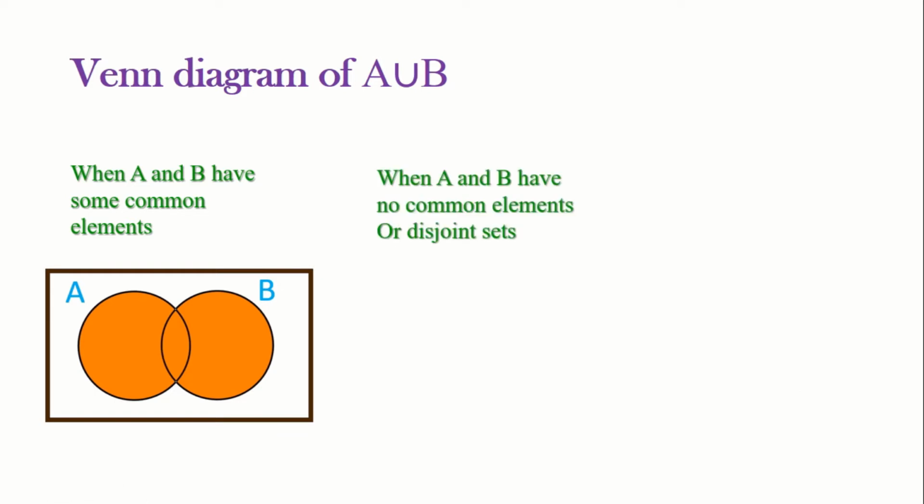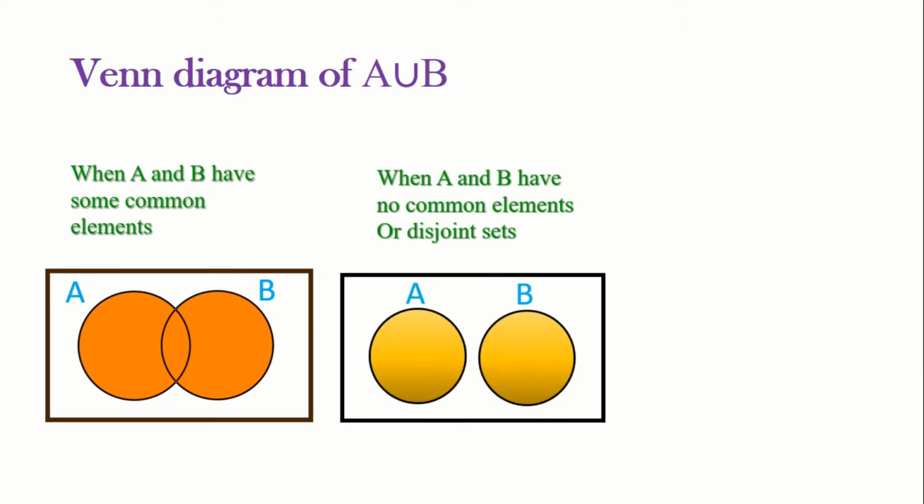Suppose the two sets A and B are disjoint sets. What is meant by disjoint? Disjoint means the two sets A and B do not have any elements in common. Then the Venn diagram of A ∪ B is given in this figure. Here the yellow color shaded region represents the set A ∪ B.